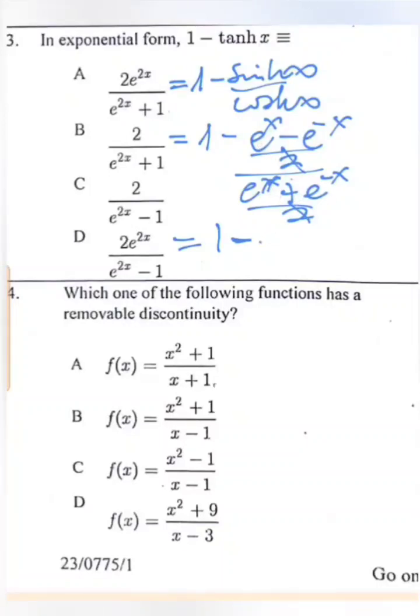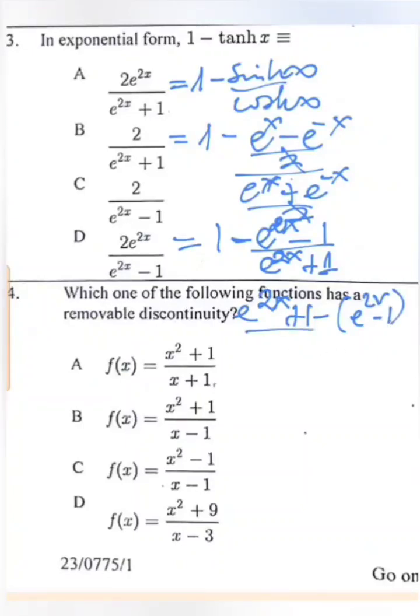So e to the x times e to the x will give e to the 2x. When you add the powers, e to the x times e to the -x would just be 1, and this gives -1 all over e to the 2x plus 1. And when you find the LCM, you get e to the 2x plus 1 minus bracket e to the 2x minus 1, all over e to the 2x plus 1. And simplifying the numerator, we get 2 all over e to the 2x plus 1, which corresponds to option B.